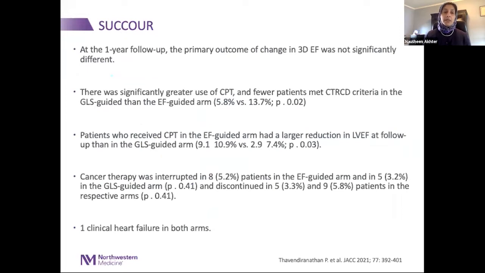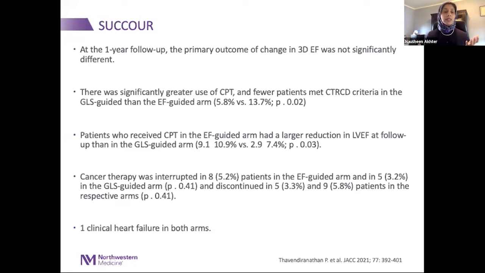And what they found was that at the 1-year follow-up, the primary outcome for change in 3D-EF was not significantly different. There was a greater use of cardioprotective therapy and fewer patients that met the cancer therapy-related cardiac dysfunction criteria in the GLS, or global longitudinal strain guided arm, as opposed to the EF guided arm. And patients who received cardioprotective therapy in the EF guided arm tended to have a larger reduction in the EF at follow-up, with smaller reductions in EF in the global longitudinal strain guided arm.